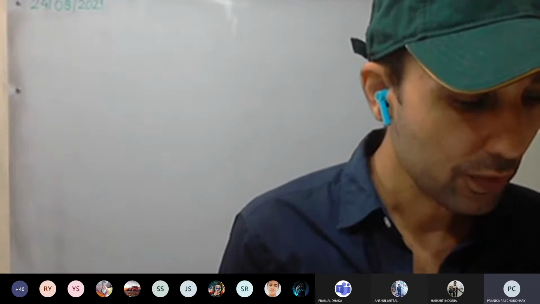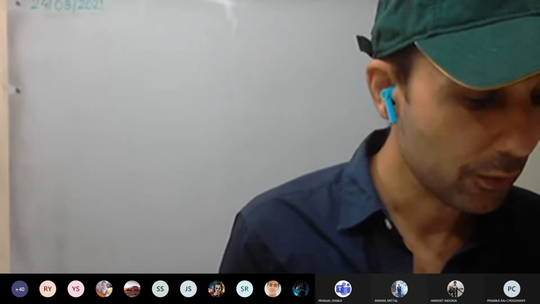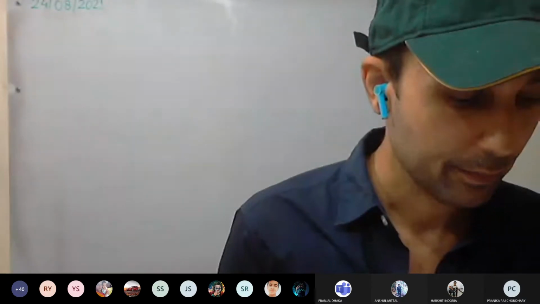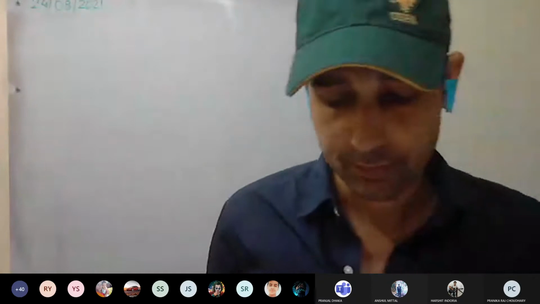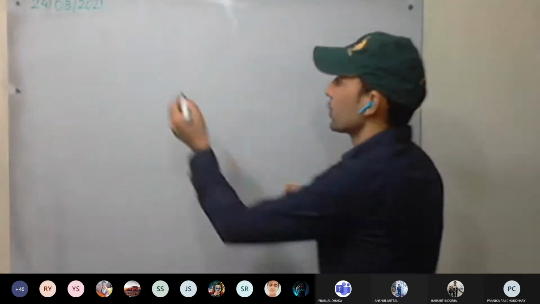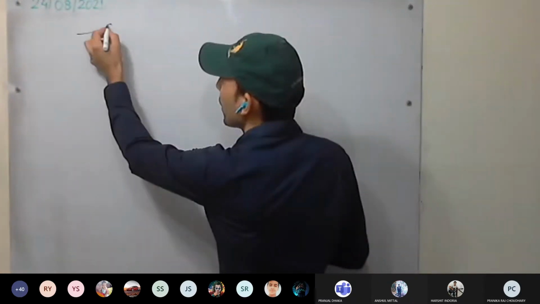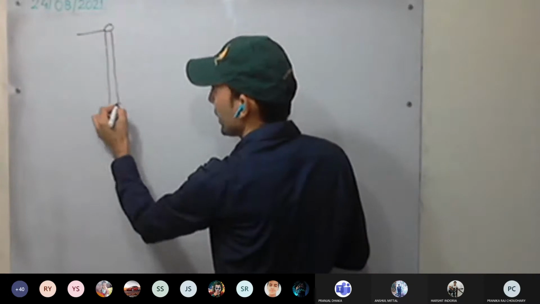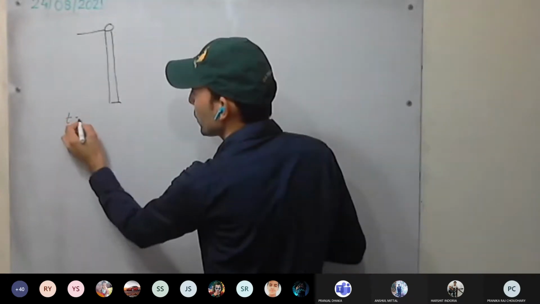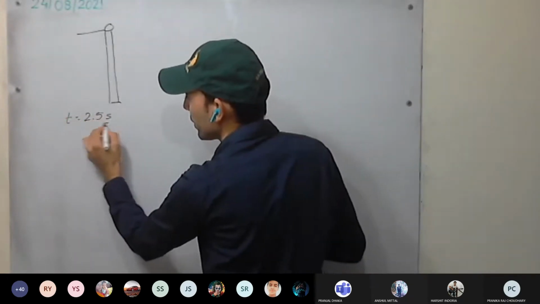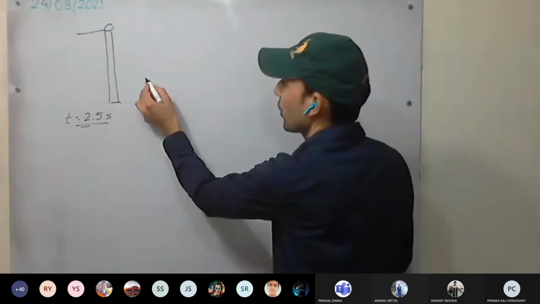Okay, a body falls from the top of a building and reaches the ground 2.5 seconds later. How high is the building? So, for example, this is the building, and a body falls from here and reaches the ground in t equal to 2.5 seconds is here. Okay, which formulas do we have?